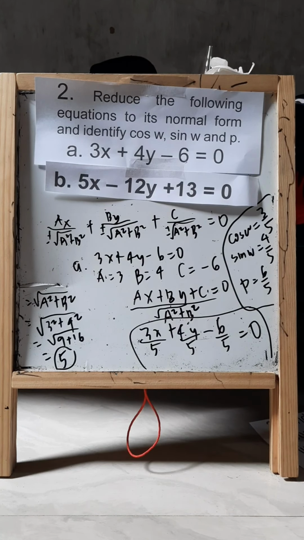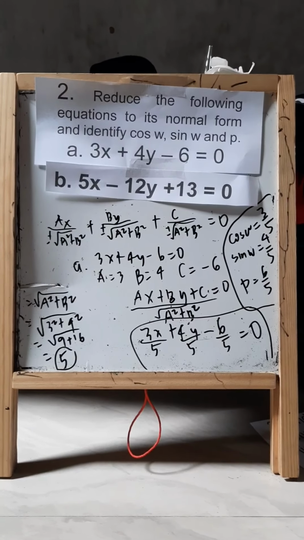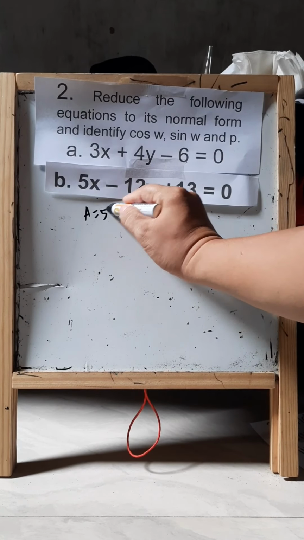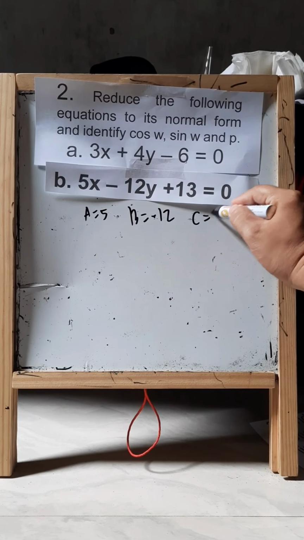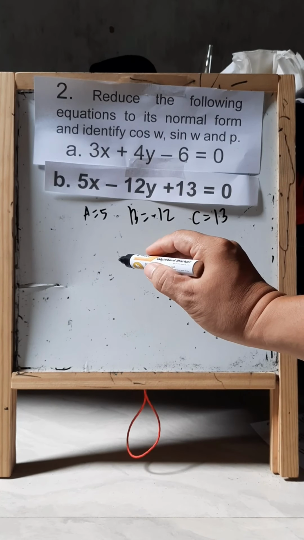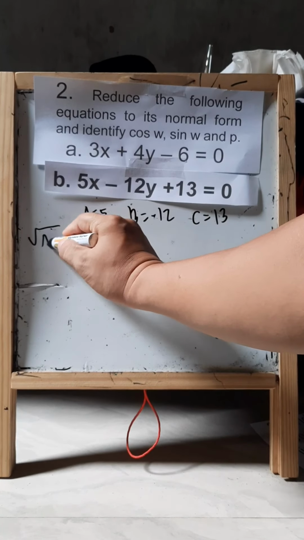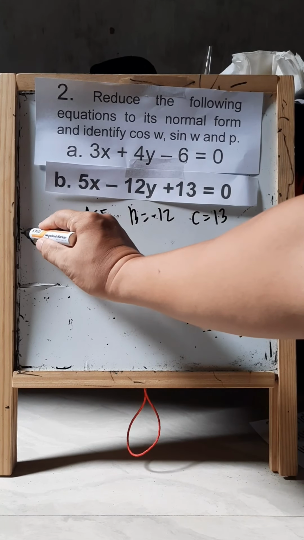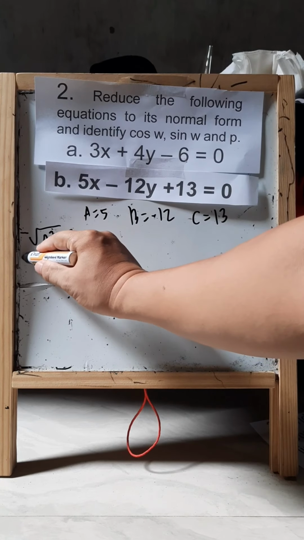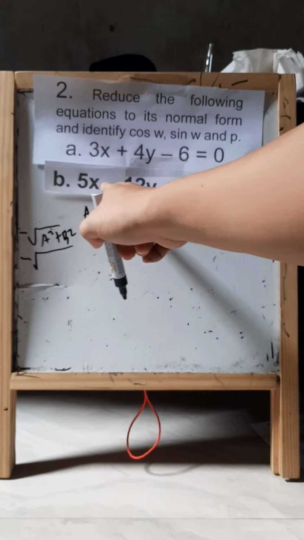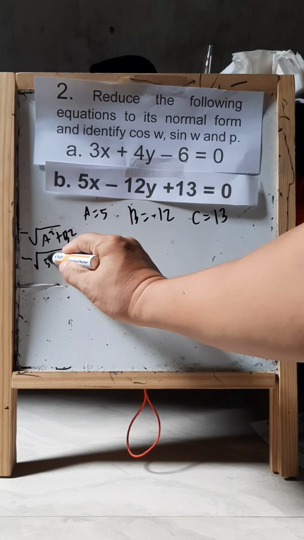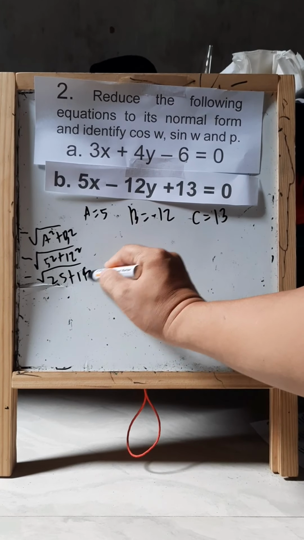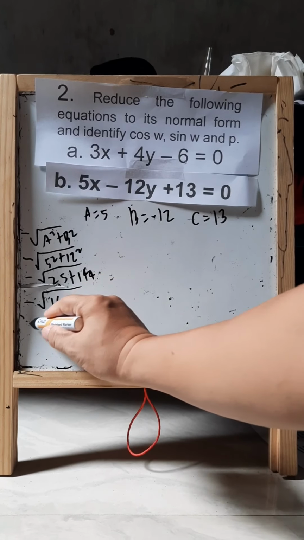5x minus 12y plus 13 equals 0. So for letter b, a is 5, b is negative 12, and c is positive 13. So first, let us solve for the square root of a squared plus b squared. Since c is positive, this should be negative. If c is positive, the denominator is negative. So 5 squared plus 12 squared is 25 plus 144. Negative square root of 169.